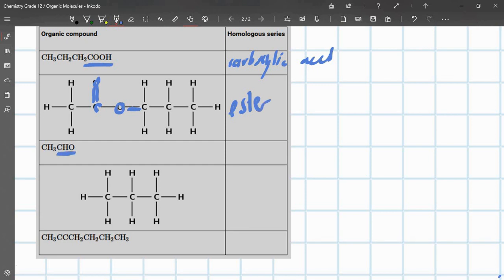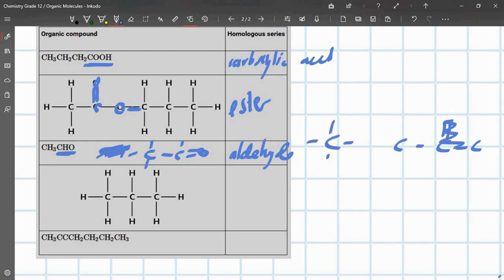The CHO, remember I made it very clear. If it was COH, it would have been an alcohol, but it's not. It's CHO, and it's at the end, because if you draw this, it's going to be CH3, and then we're going to have a CH and an O, and that means it has to be an aldehyde. It's not in between two carbons. If it was in between two carbons, then it would be a ketone, but since it's connected at the end, it has to be an aldehyde.